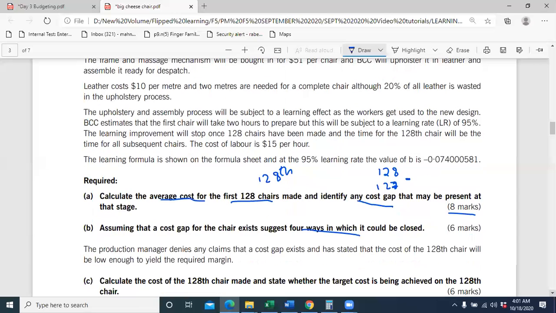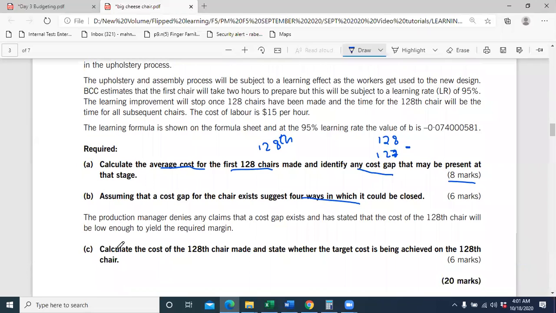Okay, and then in part C, here, the production manager denies any claim that a cost gap exists and has stated the cost of 128th chair will be low enough to yield the required margin. So here you need to calculate the cost of 128th chair. Here you need to apply the same methodology I told you here. Okay, here they are asking you to calculate the cost of 128th chair.